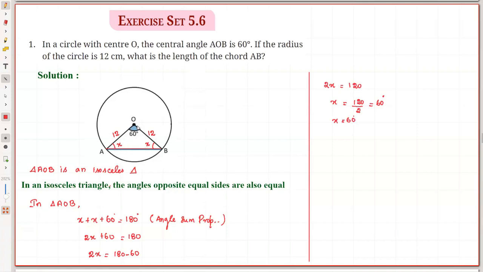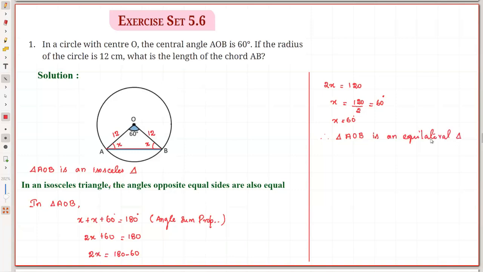Therefore, I can say AOB is an equilateral triangle. All the angles are equal to 60 degrees, so X is equal to 60 degrees. Therefore, I can write: therefore, triangle AOB is an equilateral triangle.